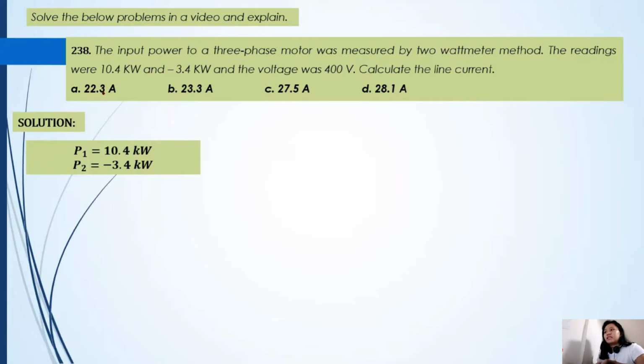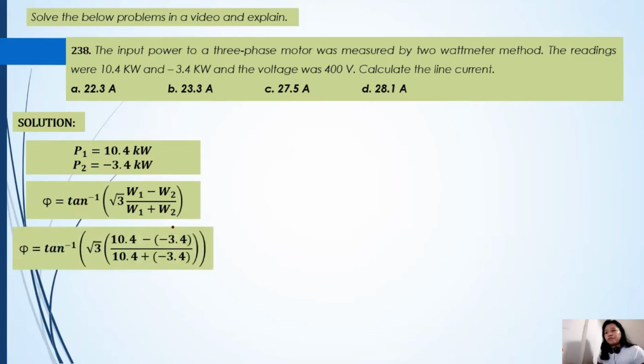So first is identify the P1 and P2. Since it is already given, our P1 is 10.4 kilowatts and our P2 is negative 3.4 kilowatts. So here our phi, the formula is the arctan of the square root of 3 times the first or the W1, which is the P1 or the power 1, minus W2, which is the power 2, over the W1 plus the power 2. So that is the formula. So we will just substitute our values.